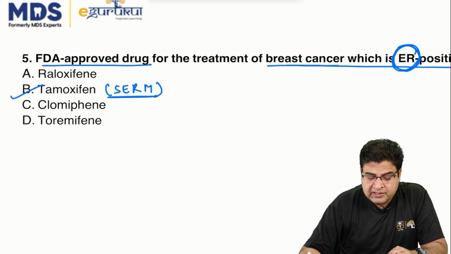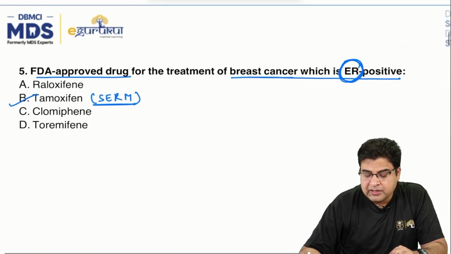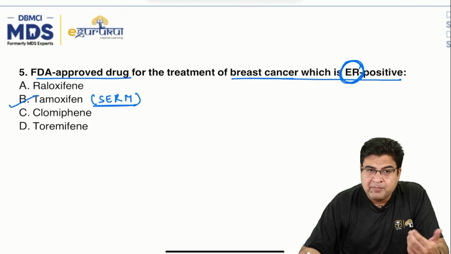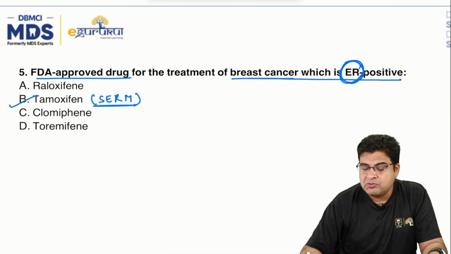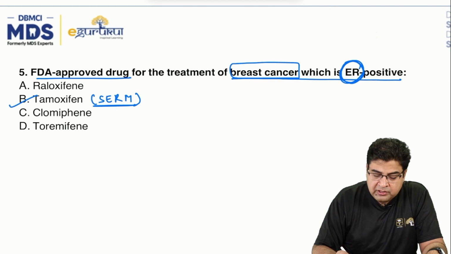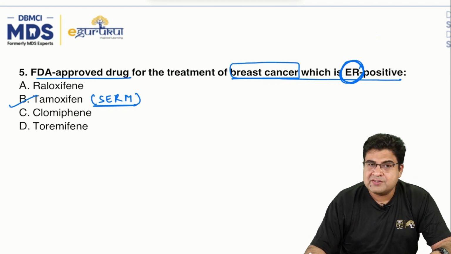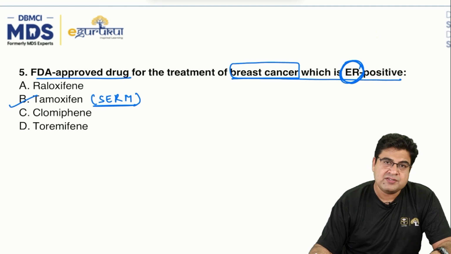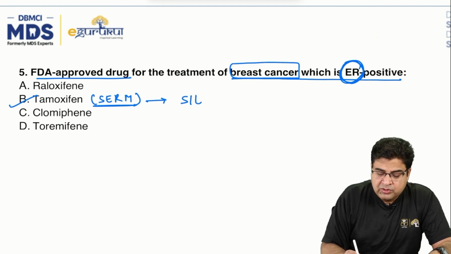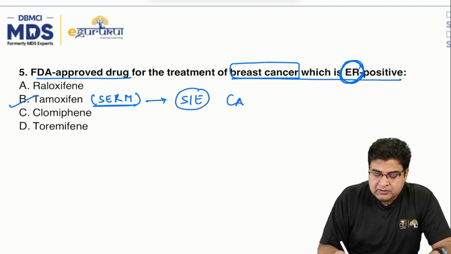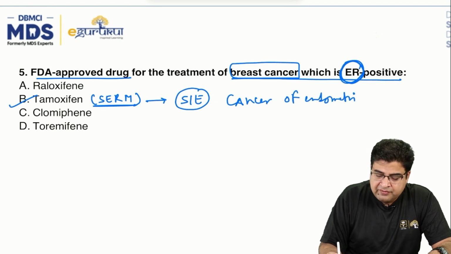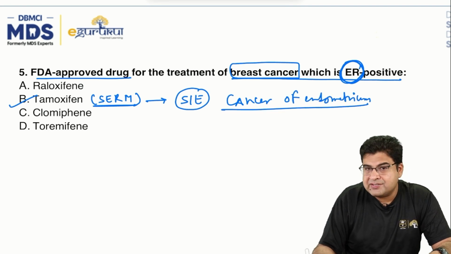So this is a selective estrogen receptor modulator, and this medicine can inhibit the estrogen receptor in the breast tissue. And if the breast cancer is growing due to the effect of estrogen, this medicine can stop the growth of this breast cancer. So the medicine has got approval for breast cancer. Now, this medicine can lead to some important side effects. For example, this medicine can lead to cancer of endometrium. So one of the important side effects of the medicine is cancer of endometrium.